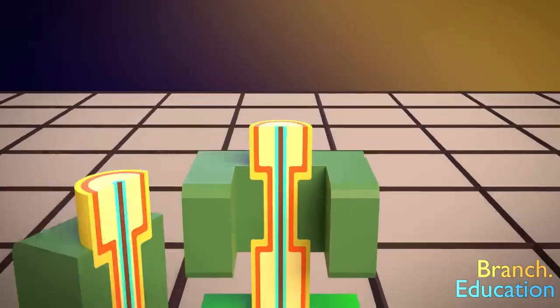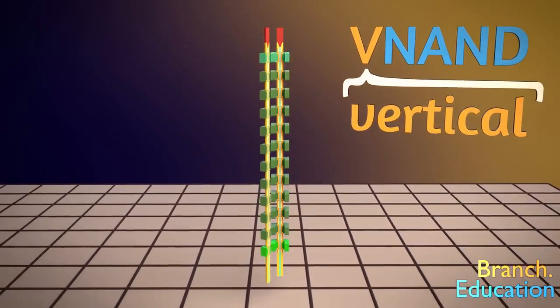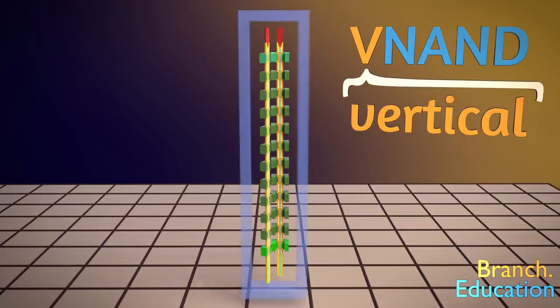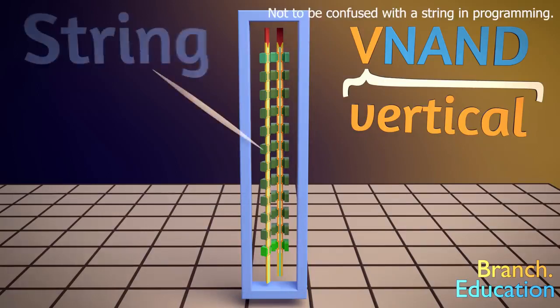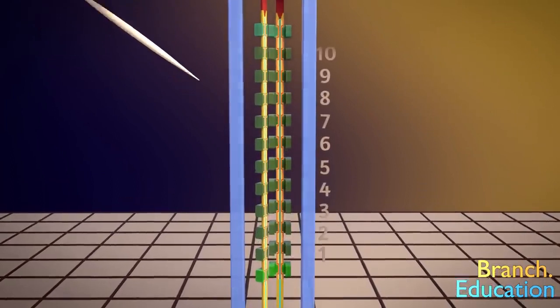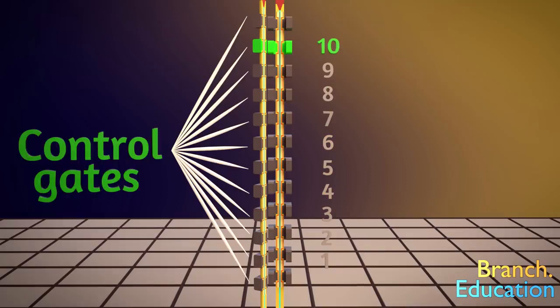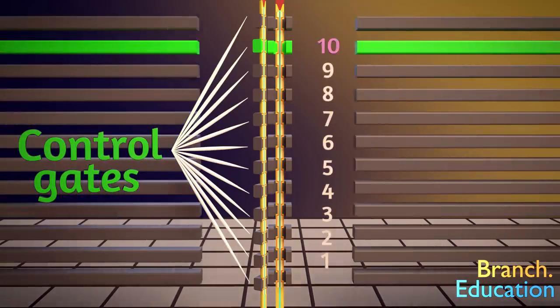After we zoom out a little, you can see that the memory cells are stacked vertically. This is where the vertical part in vertical NAND or VNAND comes from. This stack of memory cells, which is technically called a string, is composed of 10 charge trap flash cells layered one on top of another. When information is written to or read from a string, only one cell can be activated at any given time, and to do that we use separate control gates attached to every layer in the string.